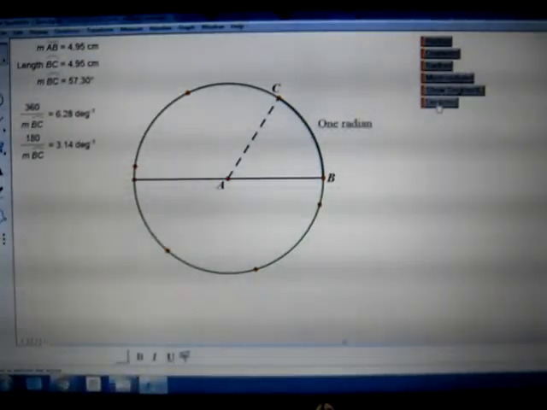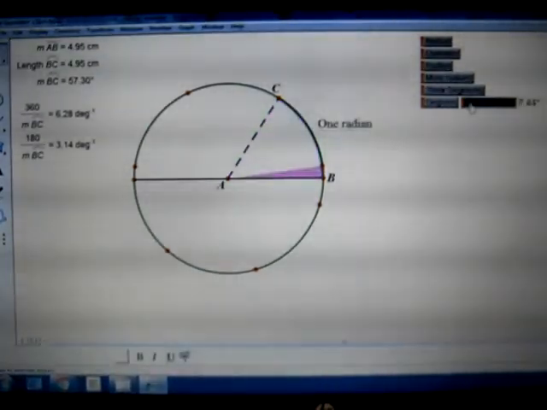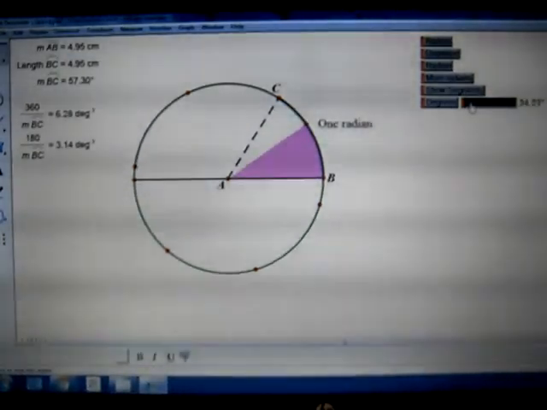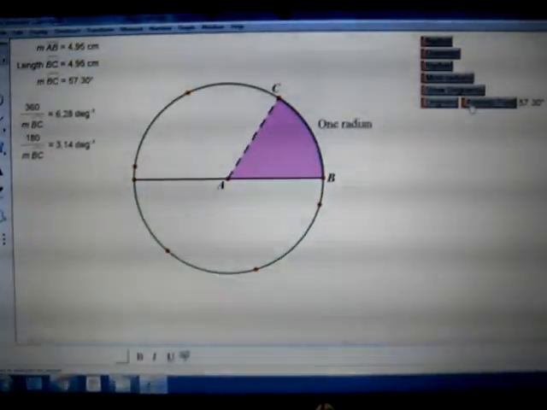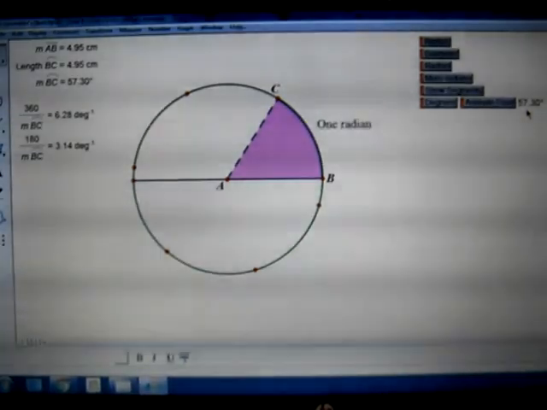We can look at the angle grow as we go along the edge. The degree gets larger until we get to the very end, and that's the length of 1 radian. And you may notice that that would be 57.3. It's really like 57.29 to be exact.